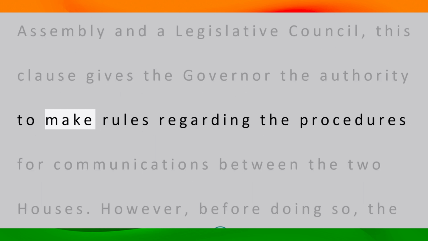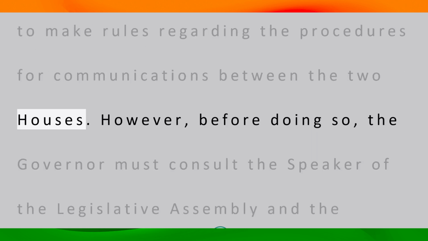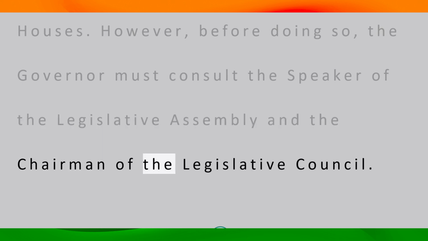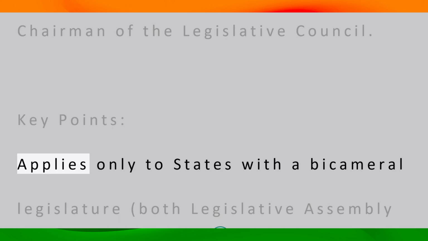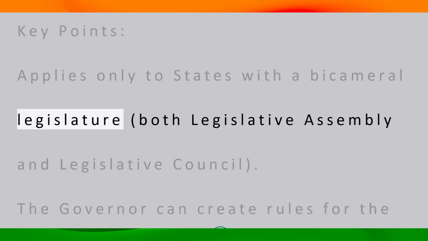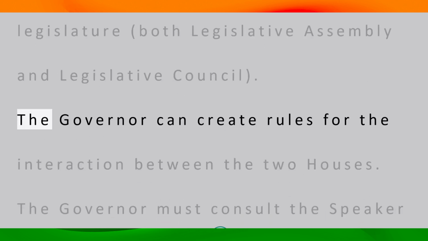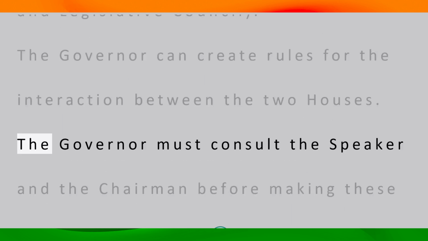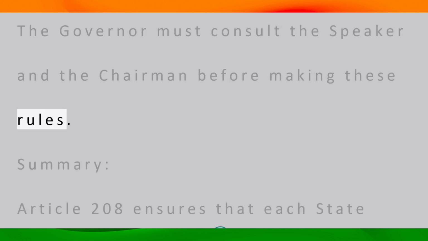governor the authority to make rules regarding the procedures for communications between the two houses. However, before doing so, the governor must consult the Speaker of the Legislative Assembly and the Chairman of the Legislative Council. Key points. Applies only to states with a bicameral legislature, both Legislative Assembly and Legislative Council. The governor can create rules for the interaction between the two houses. The governor must consult the Speaker and the Chairman before making these rules.